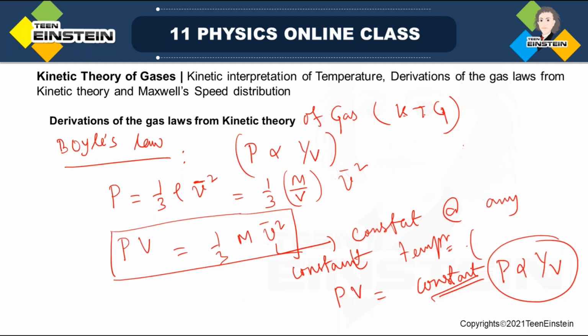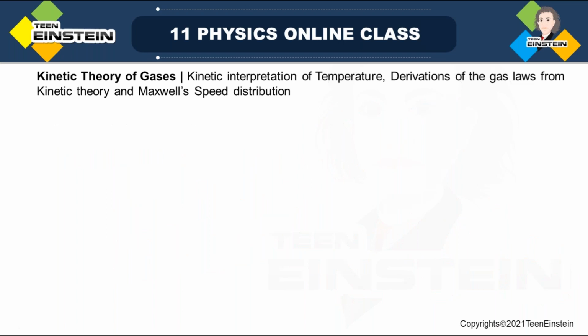So the key point here is that we have used the fact that the average kinetic energy of a gas molecule is directly proportional to the absolute temperature. Okay, that is the fact we have used here. So we have written 1/3 m v average square to be a constant, and P is proportional to 1 by V. Okay, anyway, let us go to the next one.